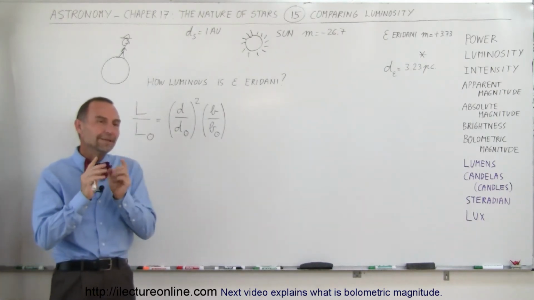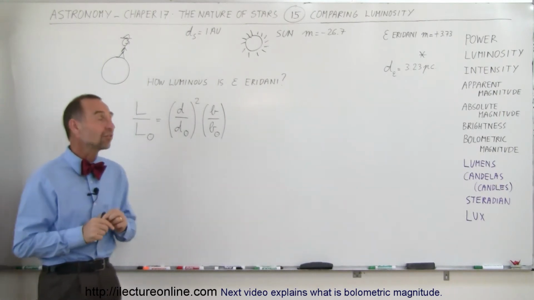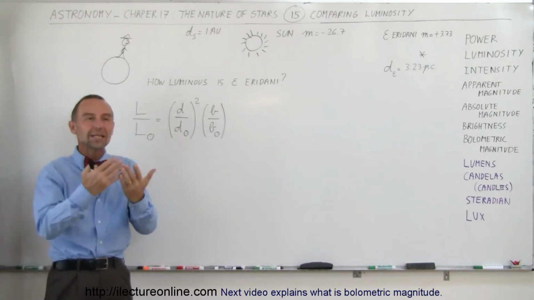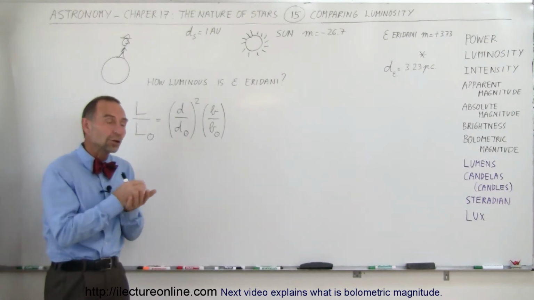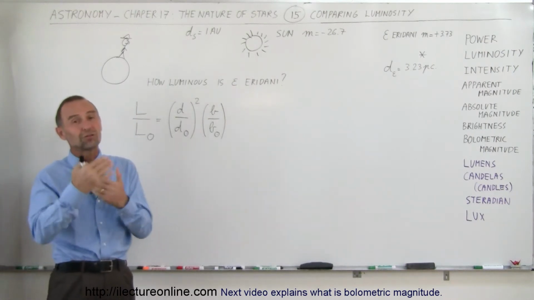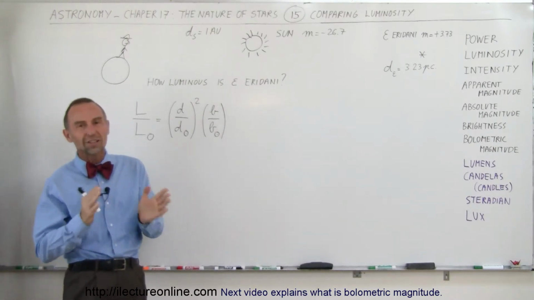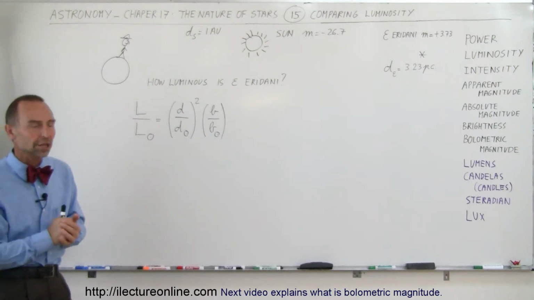Now, there's one kind of danger point here that we may not get the exact answer, because when we talk about luminosities, we talk about the energy emitted on all frequencies and all wavelengths. And when we look at the brightness of a star, we typically use filters and only look at the visible light portion of the star. But for most stars, it gives us at least a reasonable comparison between one star and the other.